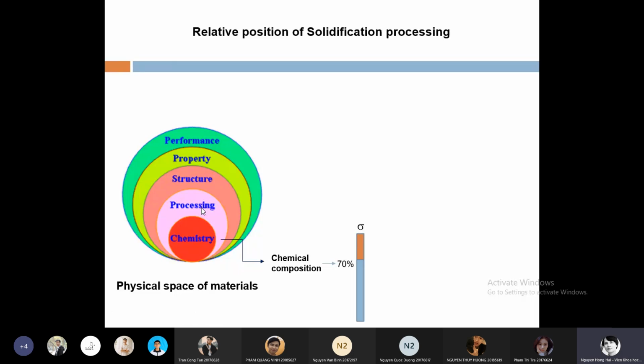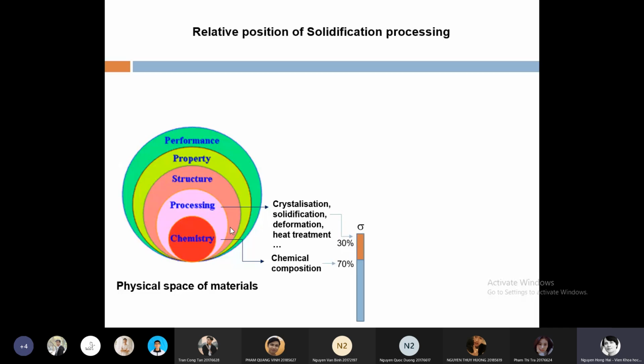What types of processing do we have? Maybe crystallization, solidification, deformation, heat treatment, and so on. A lot of kinds of processing. So the remaining 30% of the strength comes from processing, but it is much more difficult. 70% from chemical composition, 30% from processing.